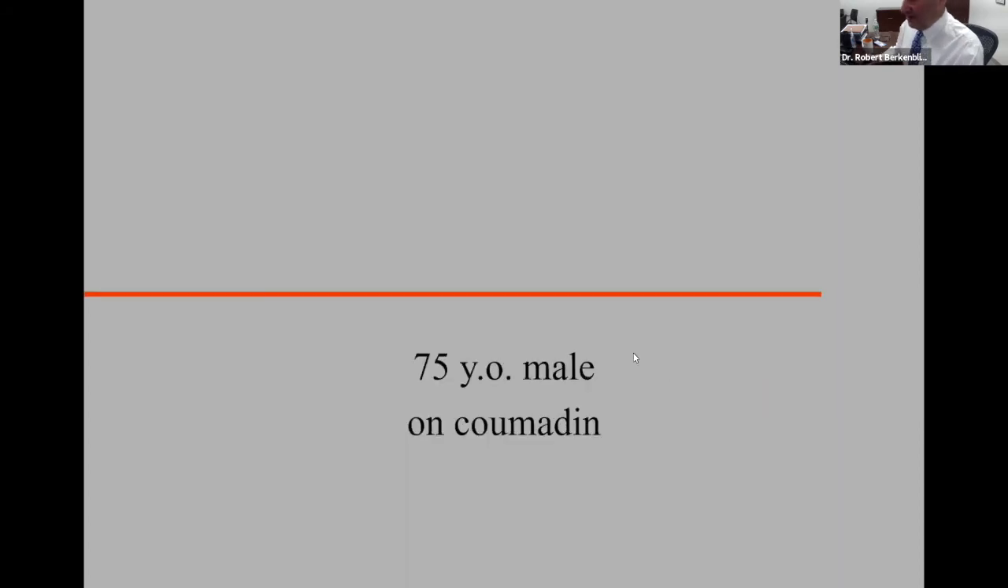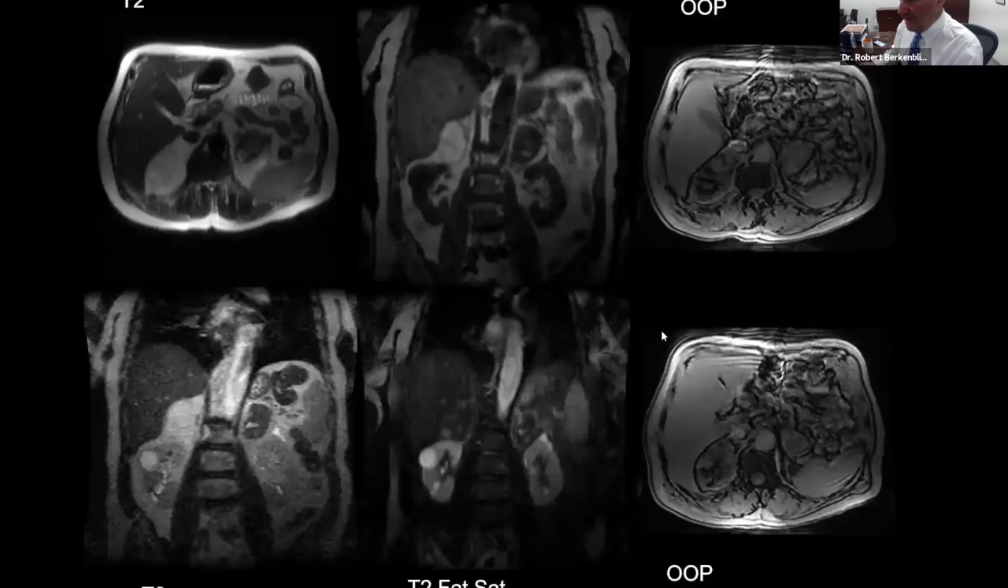So here's a 75-year-old male on Coumadin. They have an MRI done, and you can see this lesion in the right adrenal gland, very high signal on T2, with marked signal loss on fat suppression technique. That's a myelolipoma. There's macroscopic fat present. They also have a left adrenal nodule with bright elements on T2 and T1 that do not suppress on fat suppression. And this was an adrenal hemorrhage. This over time resolved.